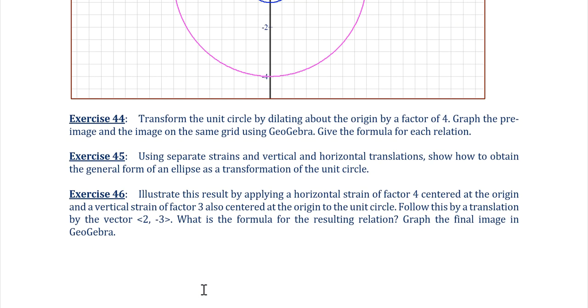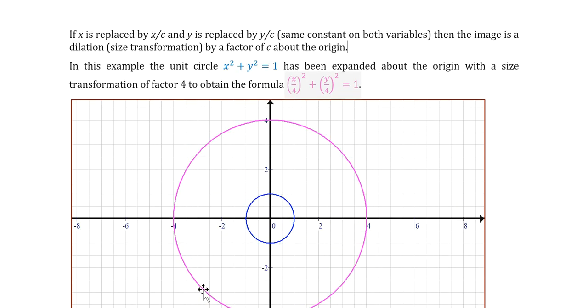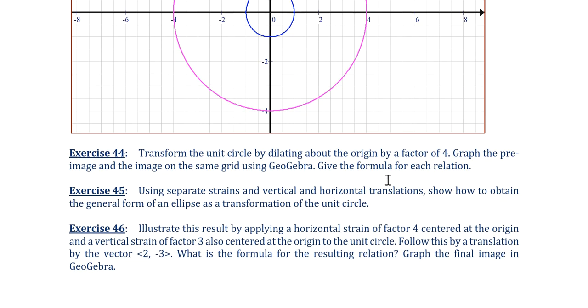So here are a couple exercises you could try. Transform the unit circle by dilating about the origin by a factor of 4. Actually, that's what that one actually is right there. Let's do another factor. Let's do a factor of 5. Graph the pre-image and the image on the same grid using GeoGebra. Give the formula for each relation.